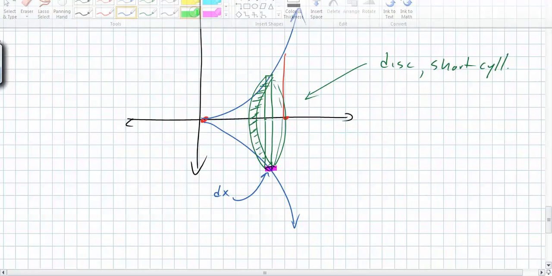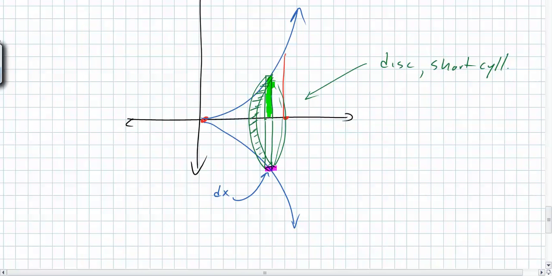Where's the radius? The radius goes from here to here, to the x-axis. So if this is the function y equals f of x, what's the radius now? The radius is f of x. If you're at this point right here, the radius of this disk is going to be the distance from the function to the x-axis. What is the distance from the function to the x-axis? That is f of x.